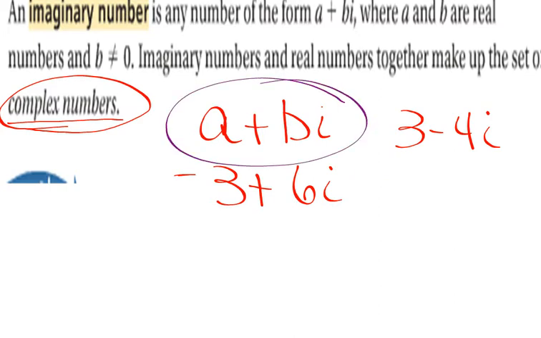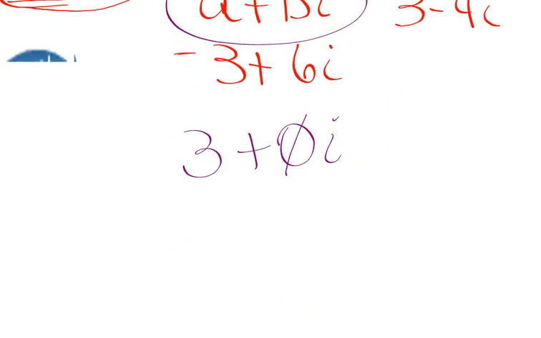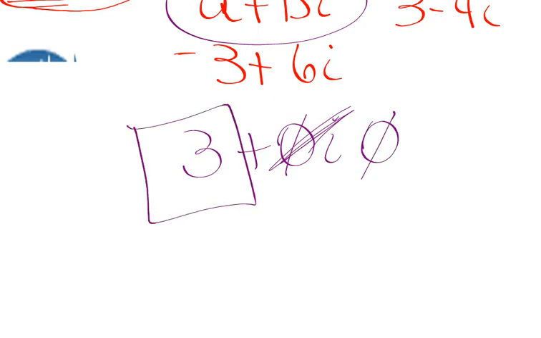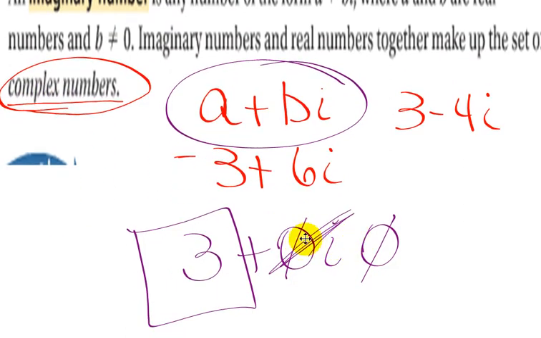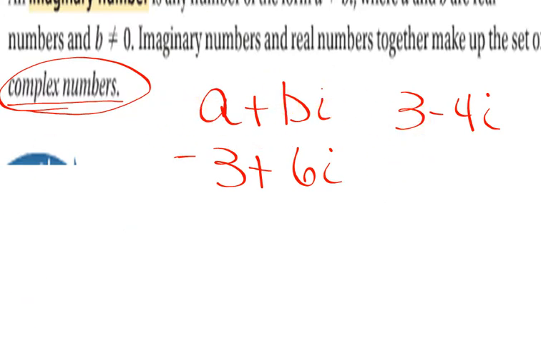Now what happens if b is equal to 0? If I have 3 for my real part plus 0i, well, anything times 0 goes to 0. I lose my imaginary part. I just end up with a real number. So I sort of lose the luster of a complex number. Our imaginary part went away, so it's just a real number. That's why they say b cannot equal 0, because you've got to keep that imaginary part in there.